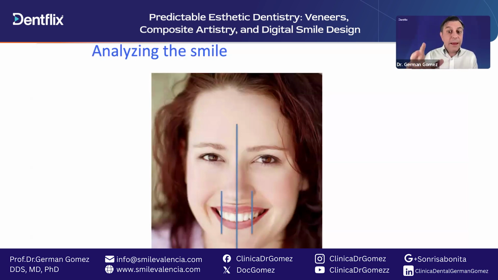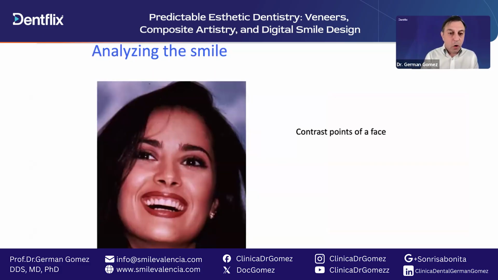basic smile. We can also make a face picture and send that to the dental tech so that he sees more or less where the canines are, where the midline is, and so on. Then, the contrast points of the face. What are these? These are the eyes and the smile per se, and the canines. So the corner of the smile, the canines, and the eyes. How are they related? I will show you later.